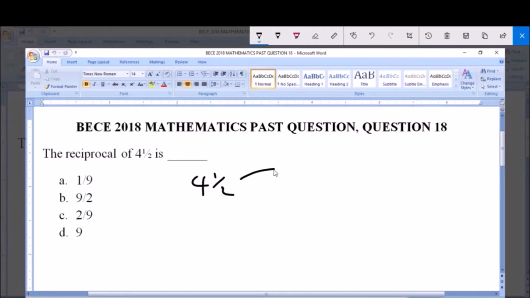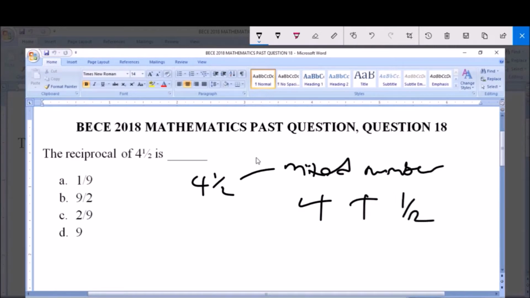Now this here is a mixed number. We call it a mixed number because it has a whole number part, which is 4, plus the fractional part, which is 1 over 2. But for us to find the reciprocal of this number, we have to convert this mixed number to an improper fraction. To convert, we multiply the whole number part, which is 4, by the denominator of this fractional part, which is 2, and also divide it by 2.